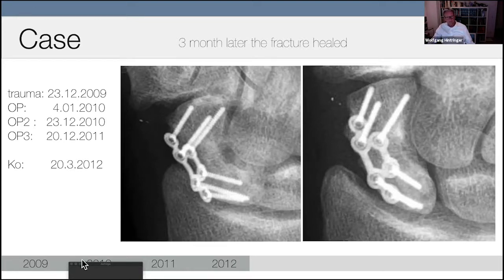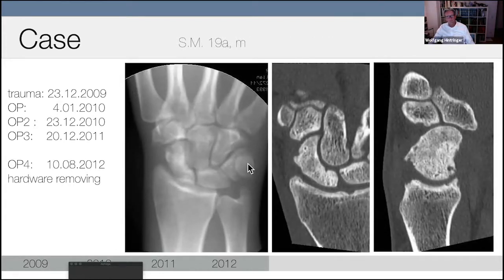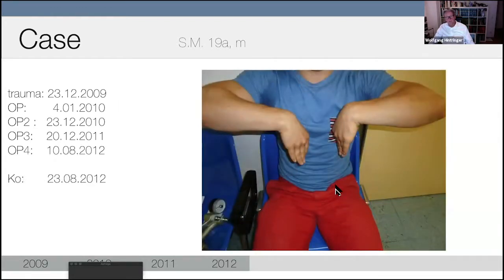And you see here 2009, 2012, and then here the scaphoid non-union healed. And after removing the plate, you have here some exostosis, and sometimes when you remove the plate, you can also remove that exostosis, because dorsal extension is sometimes blocked by this dorsal exostosis.